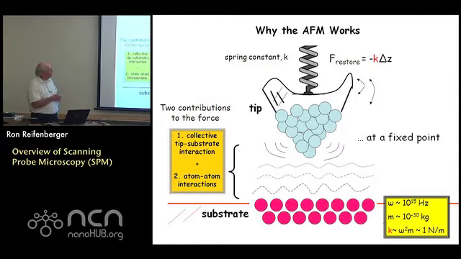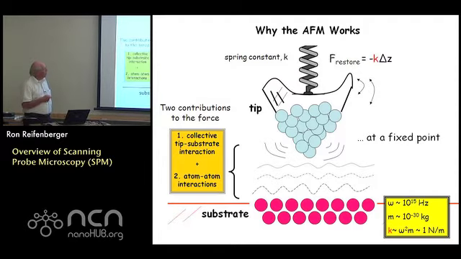Now, what kind of value for K should be chosen for this spring? Clearly, if you pick a value of K that's very large, right, then you'll get a big force for a very small delta Z, and you won't be able to measure delta Z accurately, right? If, on the other hand, you pick a value of K that's very, very small, then delta Z is going to have to be very large, and what will happen is the tip will be pulled into the substrate, right? So you got to find a magic value for K.